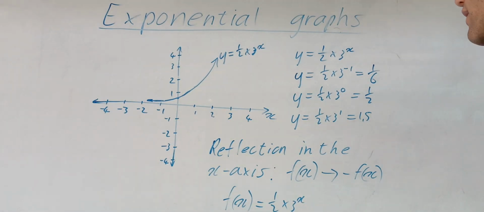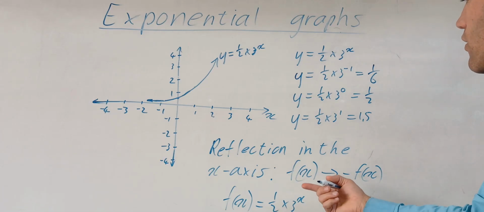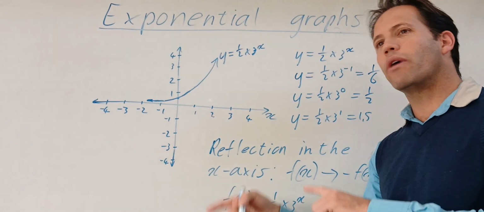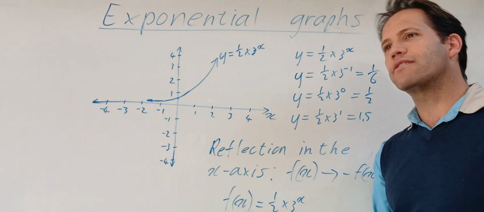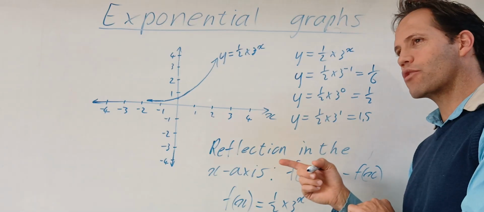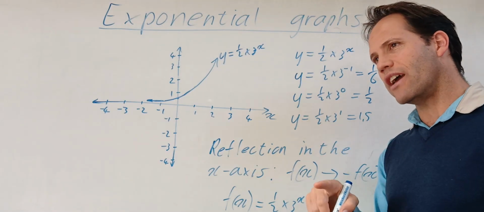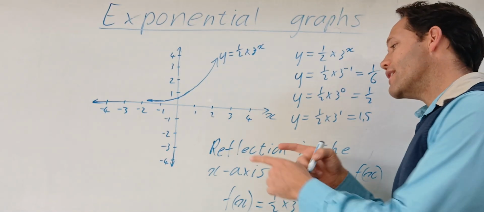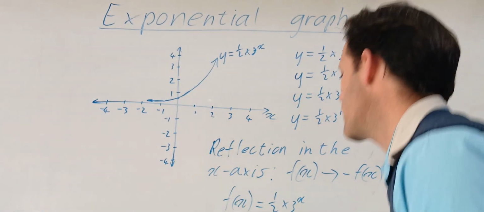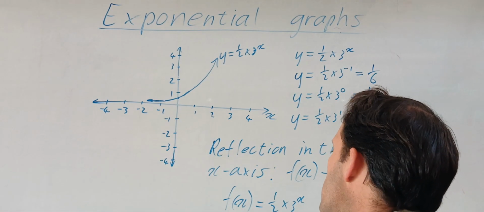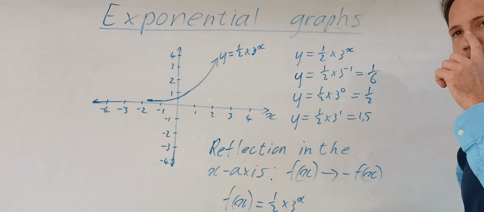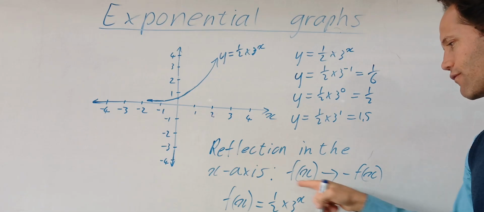They might say, for instance, what is the equation of g? What's the equation of g(x) if g(x) is the reflection of f(x) in the x-axis? Think about that question. Then you can say, okay, so g(x) will be negative half times 3 to the power x. I just put the negative in front of the function.